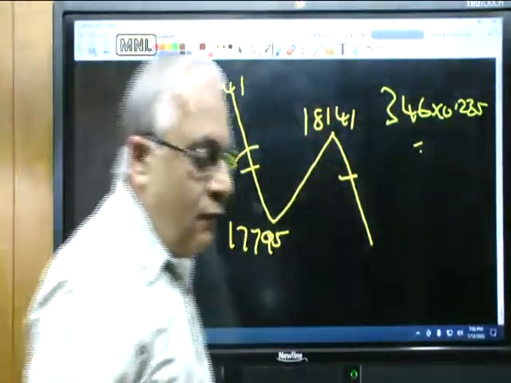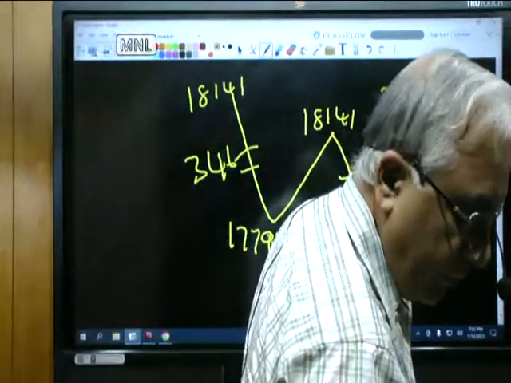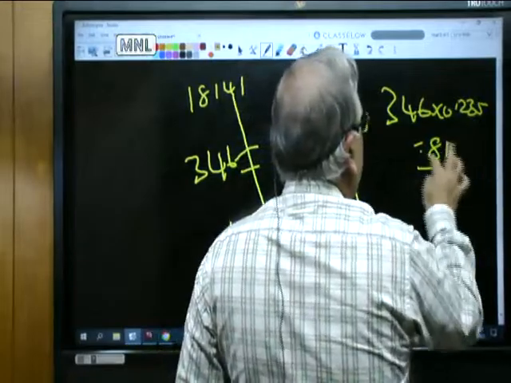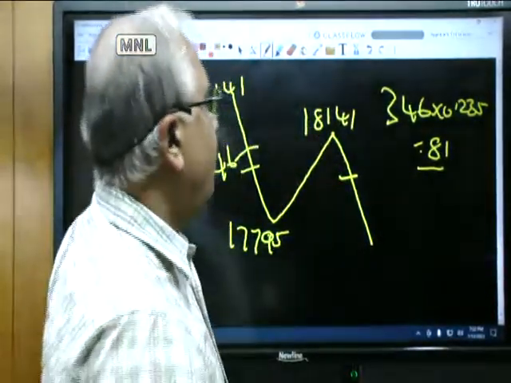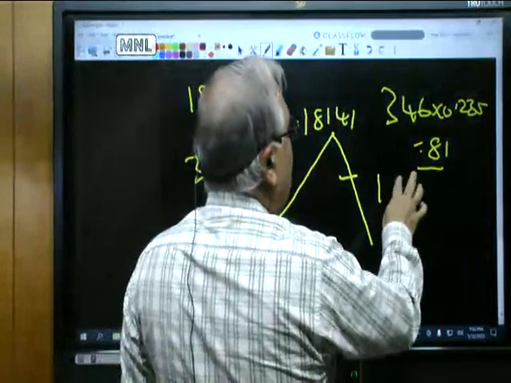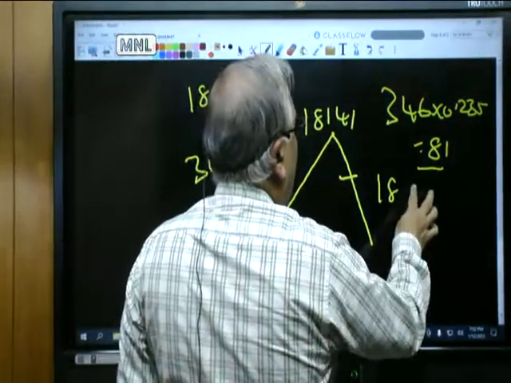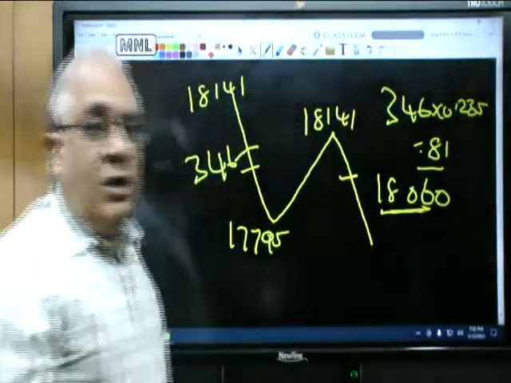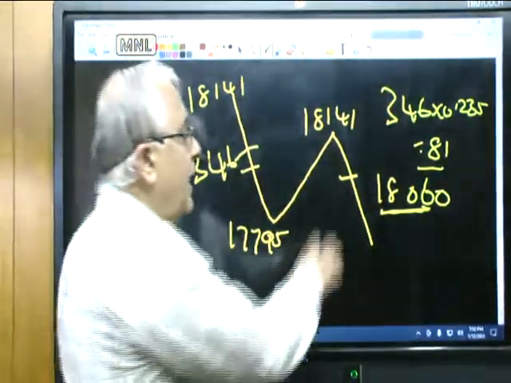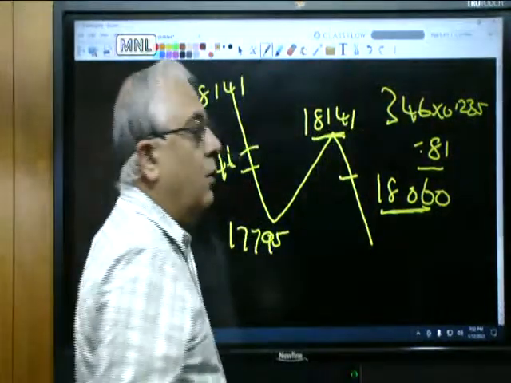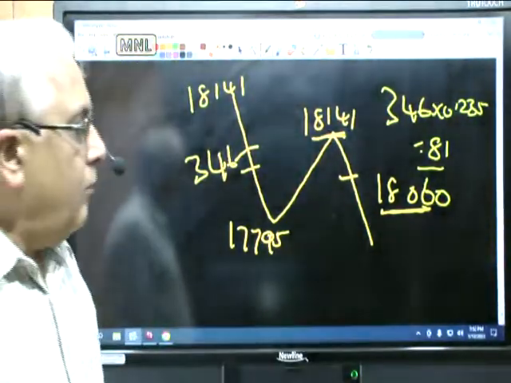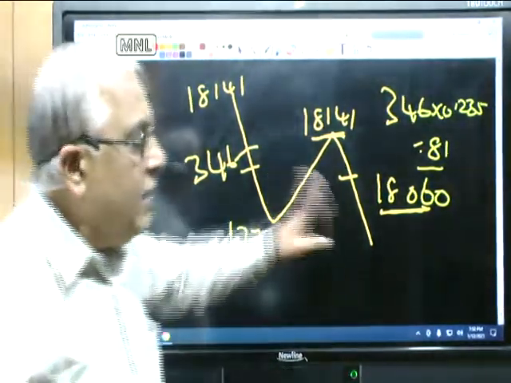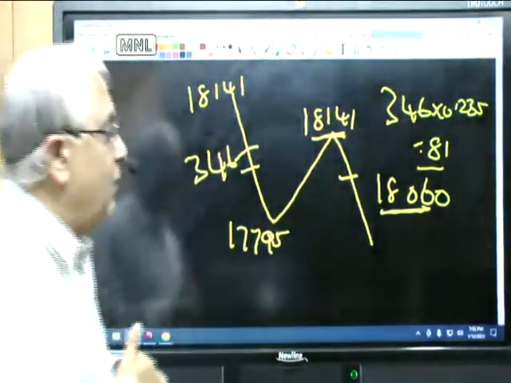So what is this place? 346 into 0.235 is 81 points, right? So the first place becomes a sell below 18,060, with a stop loss at 18,141. Then what are the other places of support and resistance? Now one is 18,060. What are the other places?